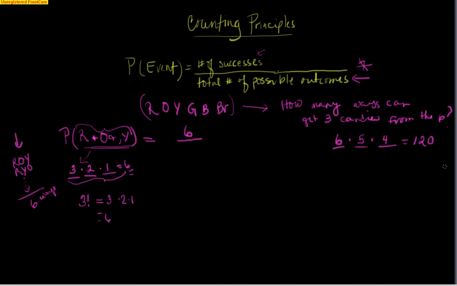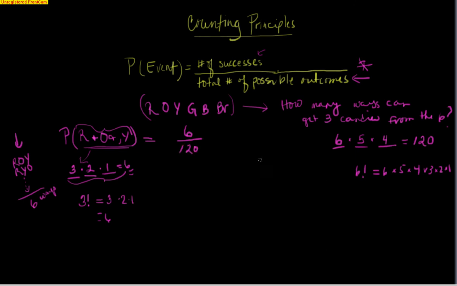We don't go all the way down times the 3, 2, 1. So this is not 6 factorial. 6 factorial would be 6 times 5 times 4 times 3 times 2 times 1. But we only want these first 3, 6 times 5 times 4. Right? And there's a way we can do that, and I'll get to that in a minute. But right now I'm just going to put this 120 over here.